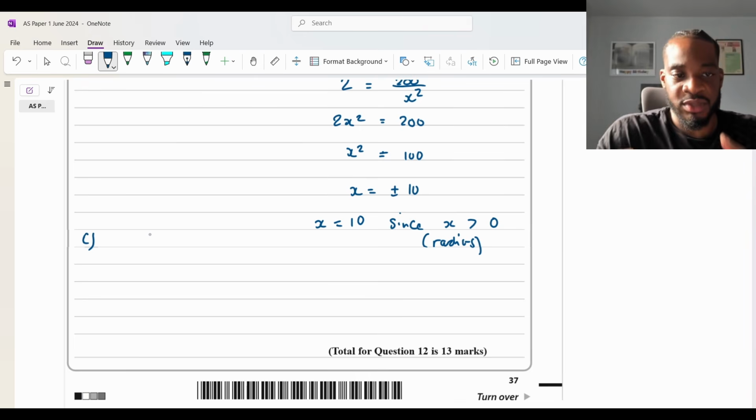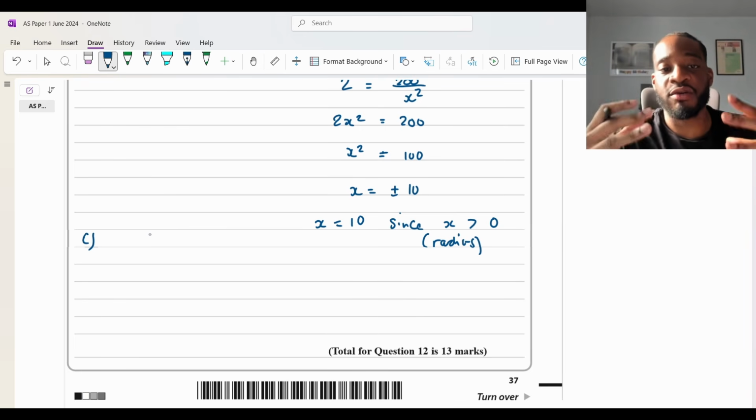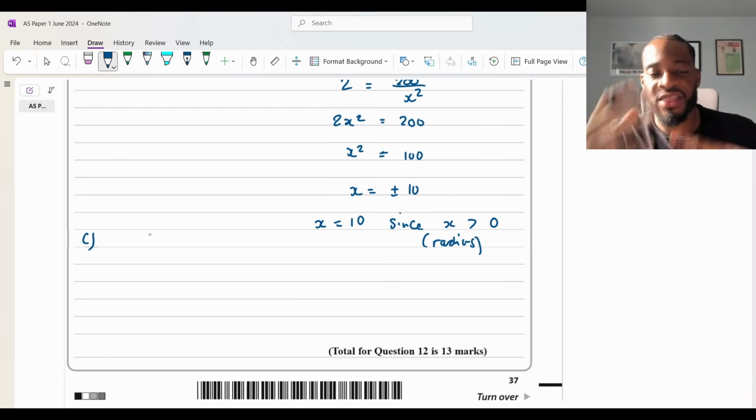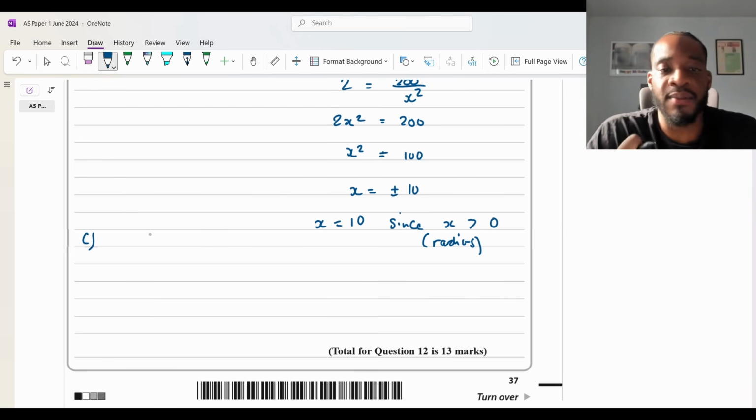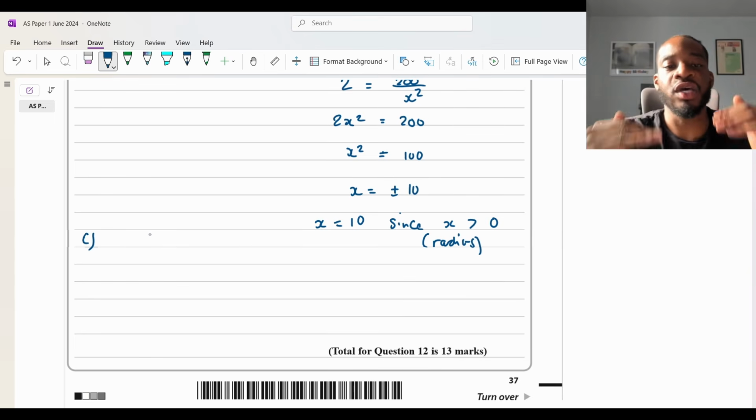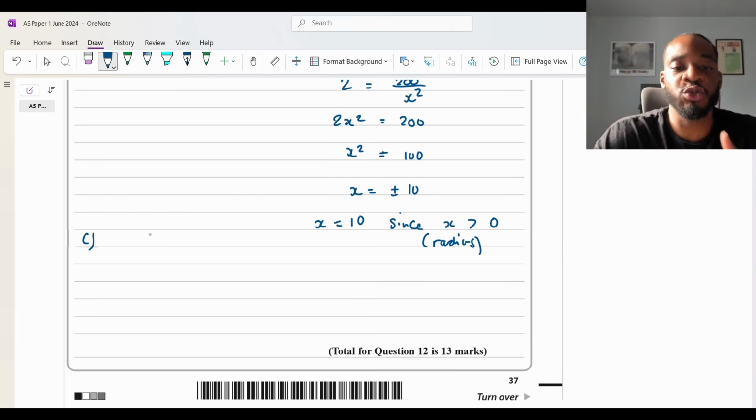Now, dy/dx is your stationary value. You make it equal to 0. At that point when it's equal to 0, you're not sure what type of stationary point you have. Is it a maximum? Is it a minimum? Is it a point of inflection? We don't know. The second derivative helps us understand which type of stationary value you have.